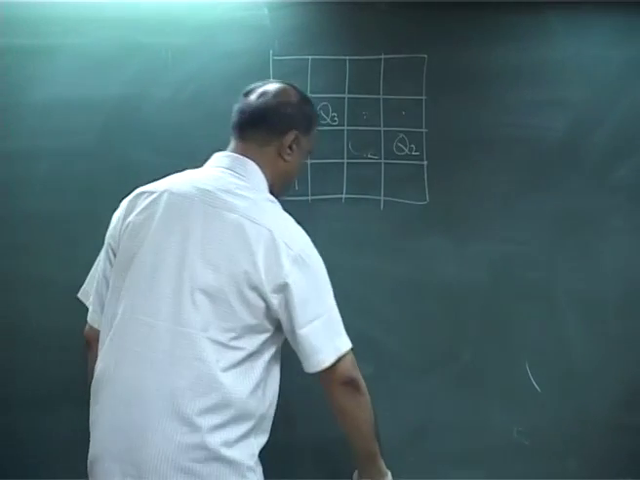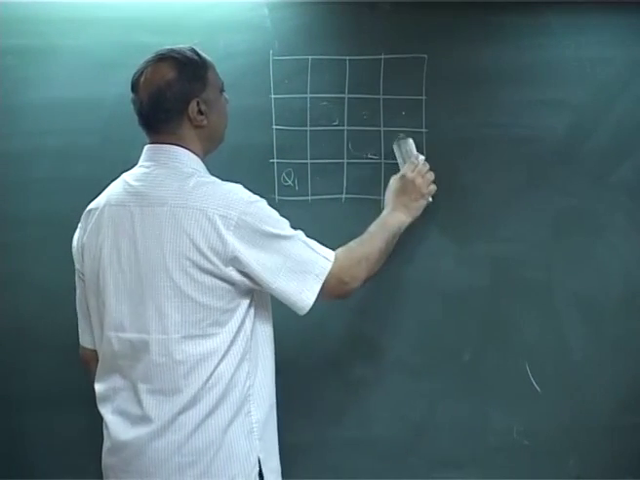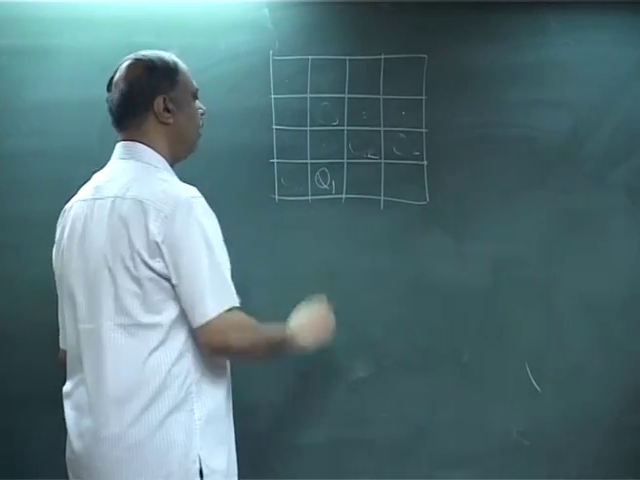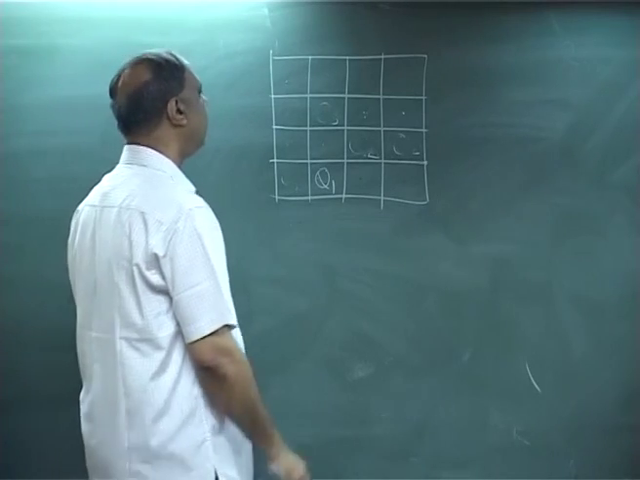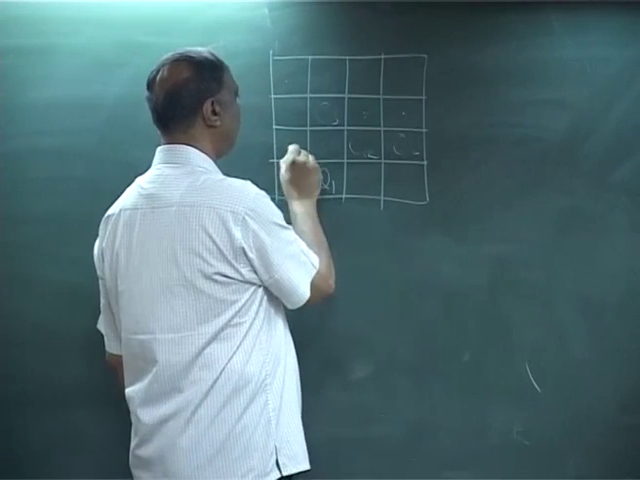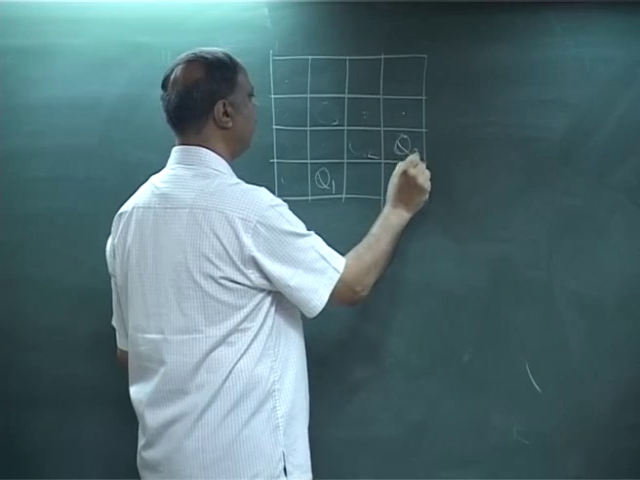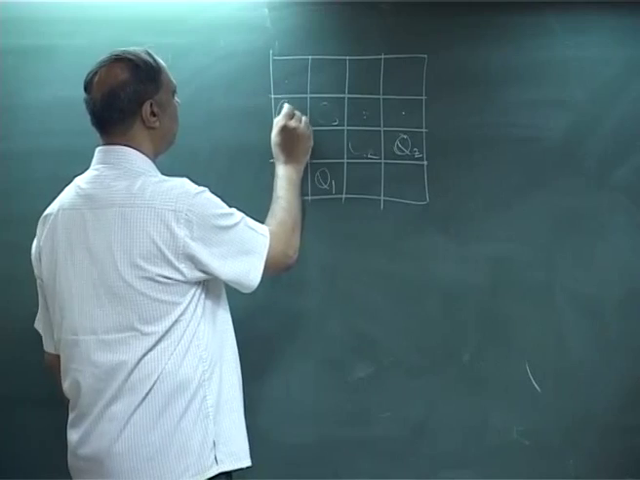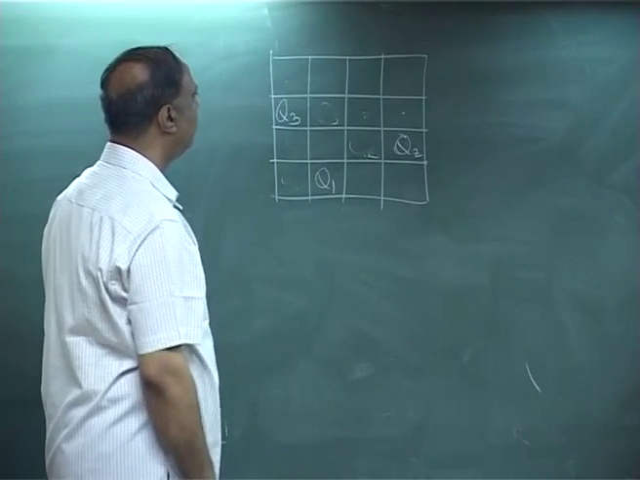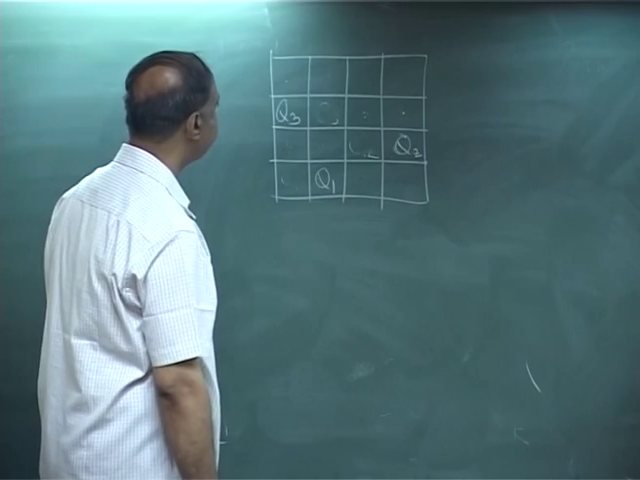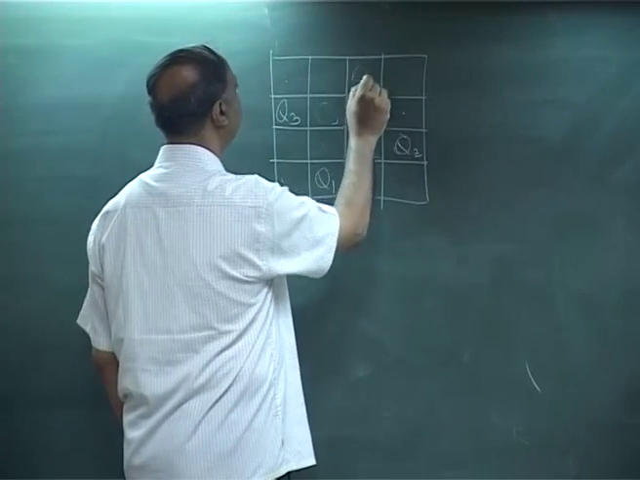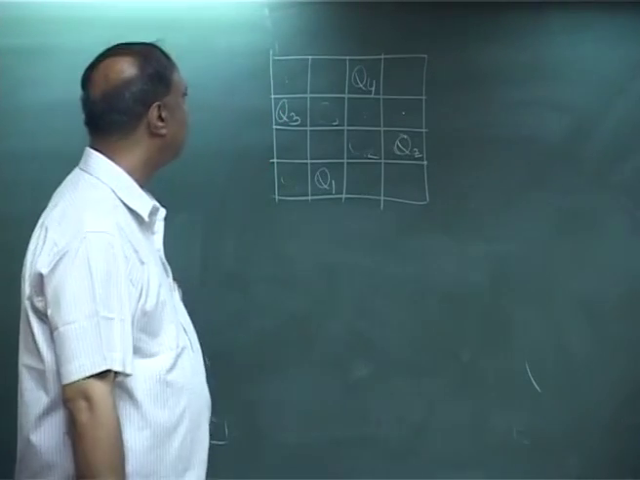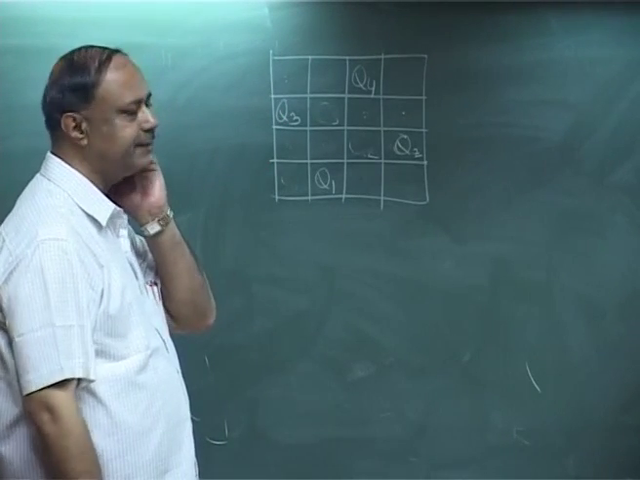Q2 has gone, so I have to put Q1 in a different place. So I have to put Q1 here. Now if I put Q1 here, where shall I put Q2? I cannot put it here, here, here, I can put it here. Now if that is the case, where can I put Q3? Q3 I can put here. If I put Q3 here, Q4 I can put here. So you observe that you get a solution where no queen is attacking another.